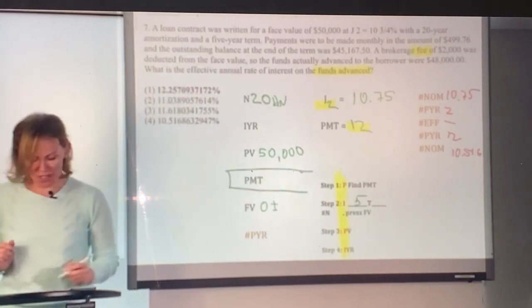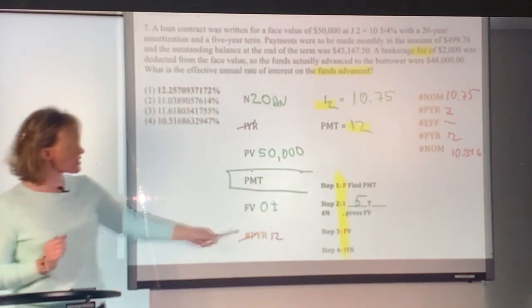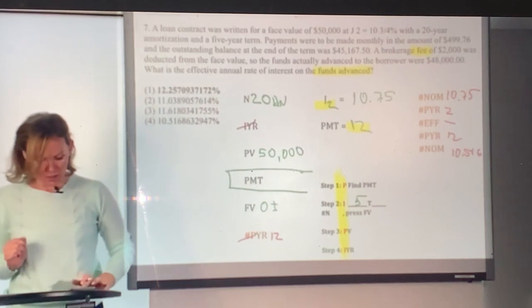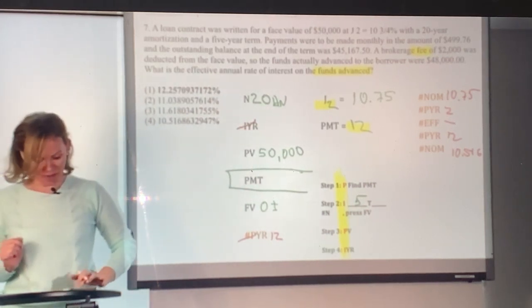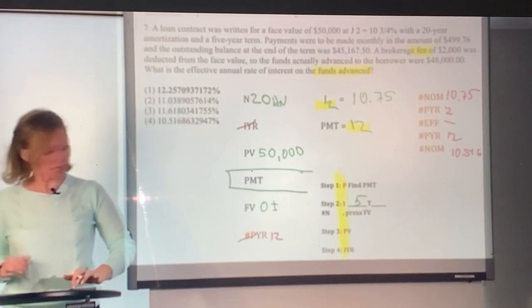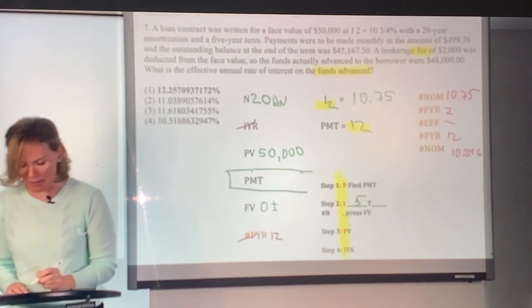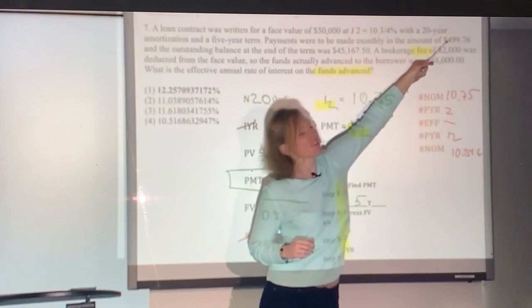So you got the impact, right? 10.516. What do you do after this? You're going to cross off your PYR and IYR. You know that your PYR is sitting at 12, so everything will be monthly. So if you do 20 shift N, it will come up as 240 months, okay? PV is 50,000. FV, 0, plus the payment. The payment will come up to the same payment as given to you inside of the question, right?